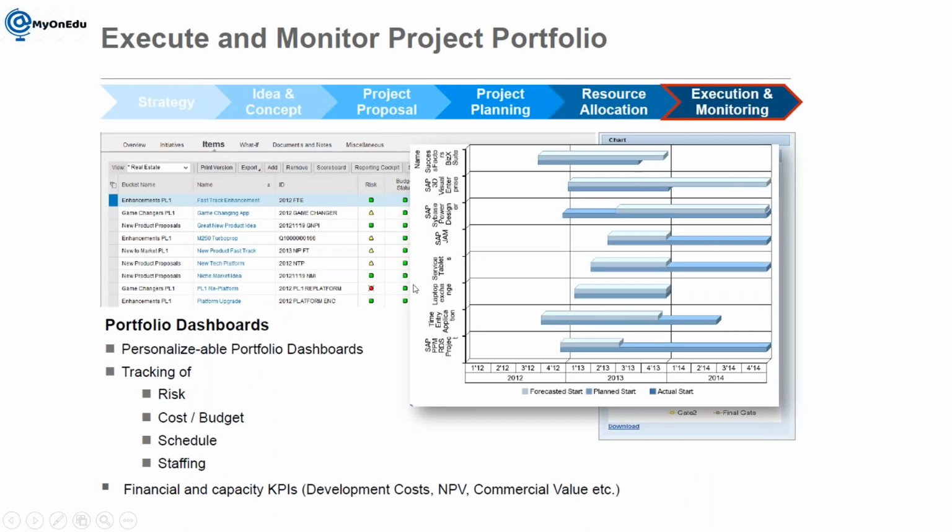Then execution and monitoring, you can see some reports. These are the bubble chart or bar chart. All these reports you can track here: risk, cost and budget, scheduling and staffing. Apart from that, financial and capacity KPIs, development cost, NPV, net present value, and commercial values, etc. you can check.